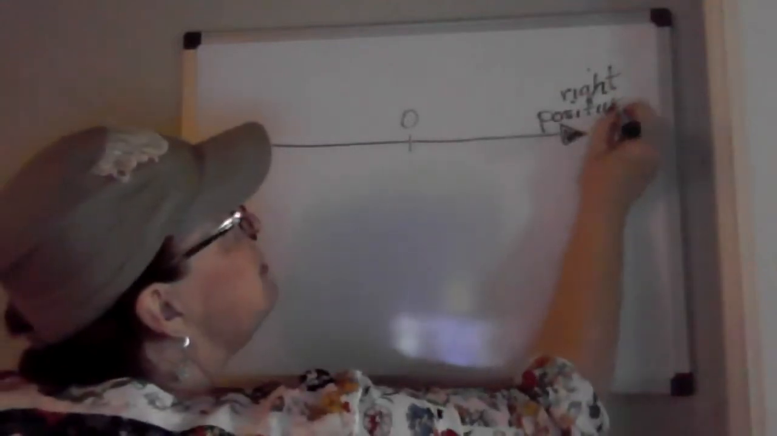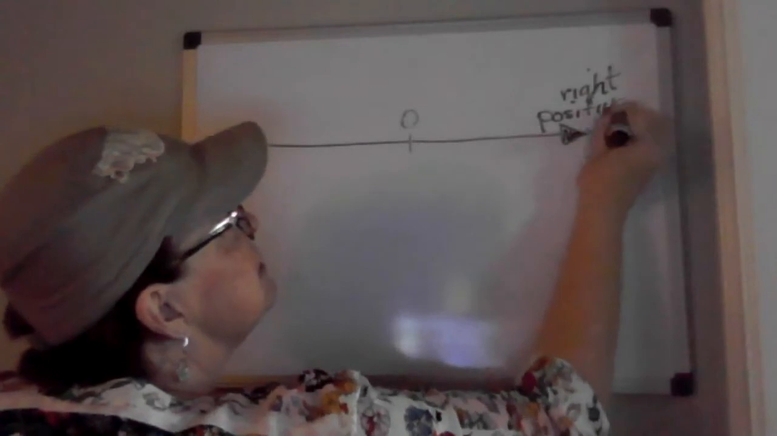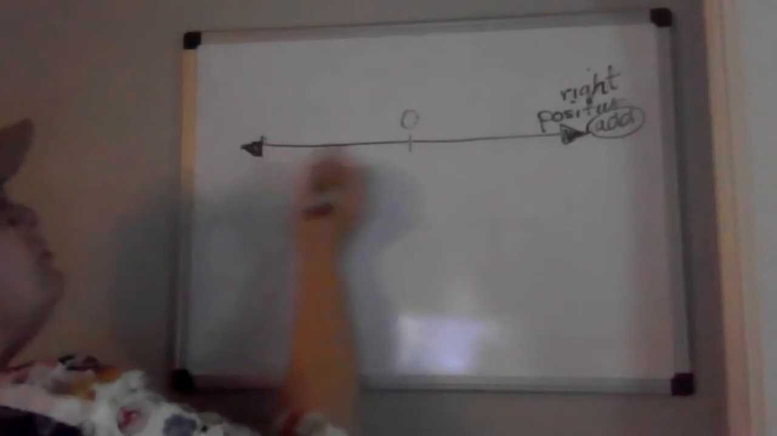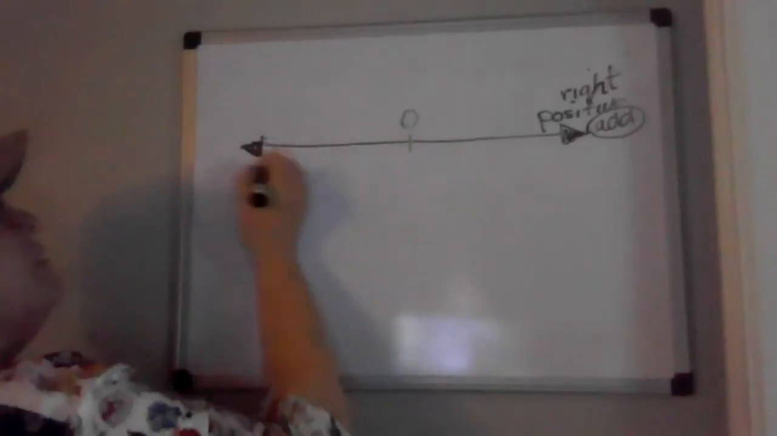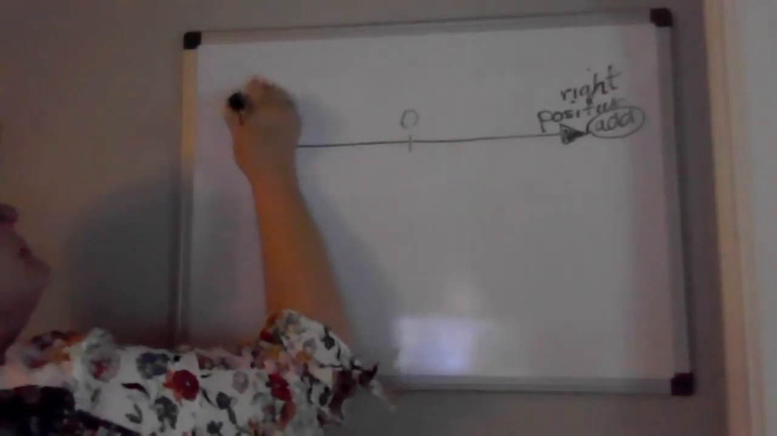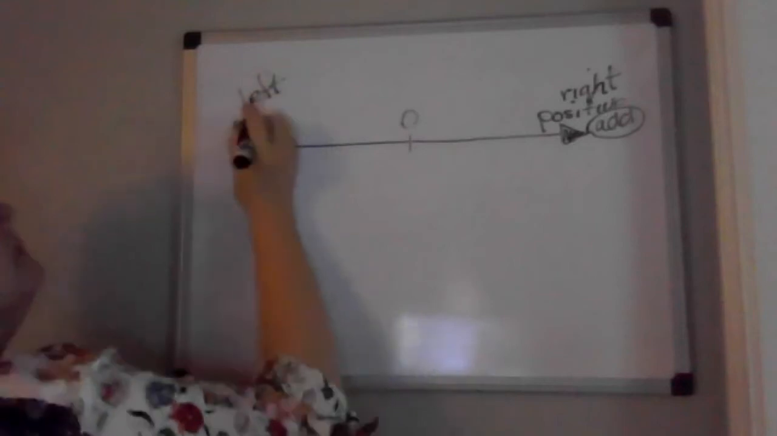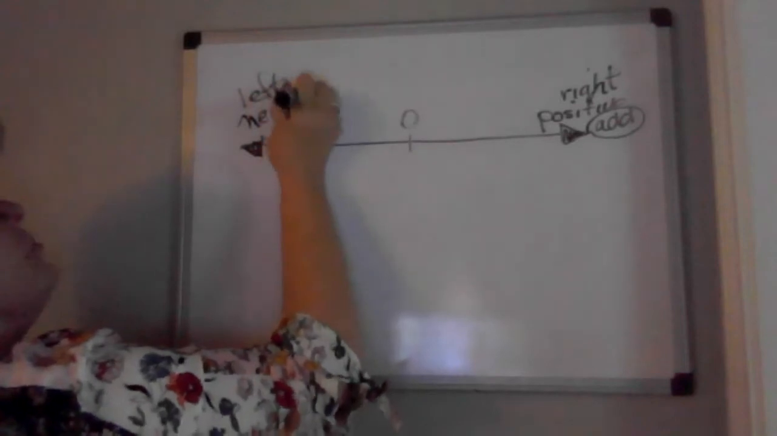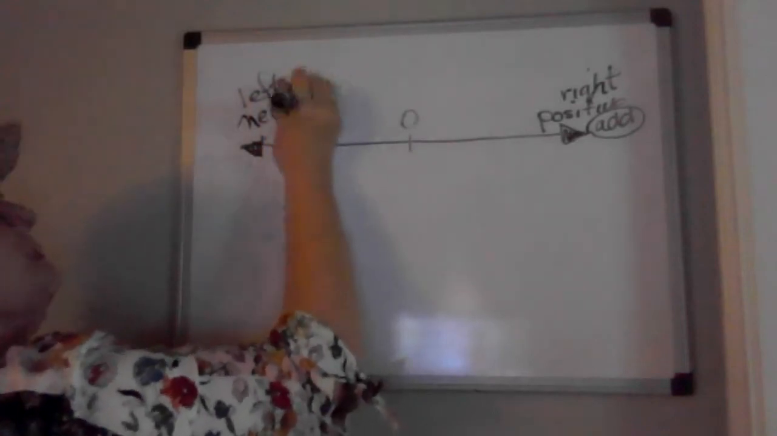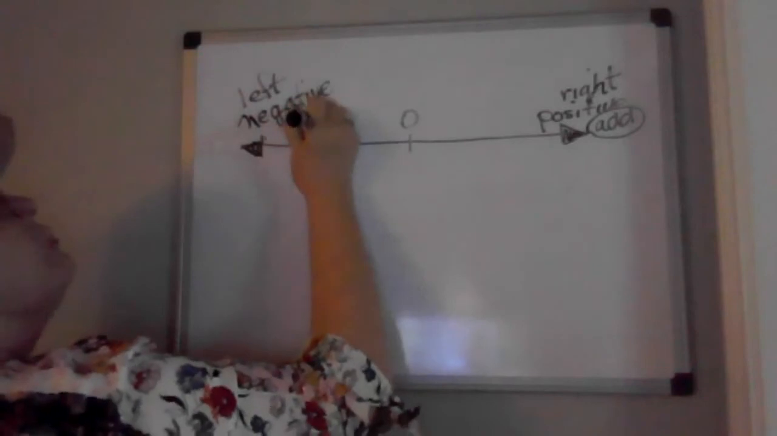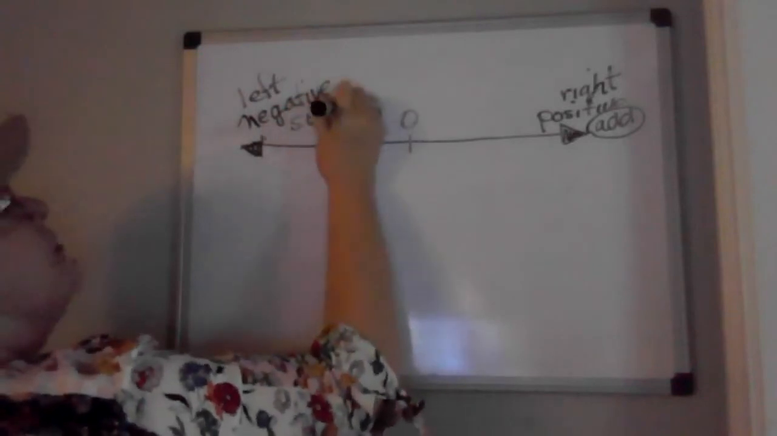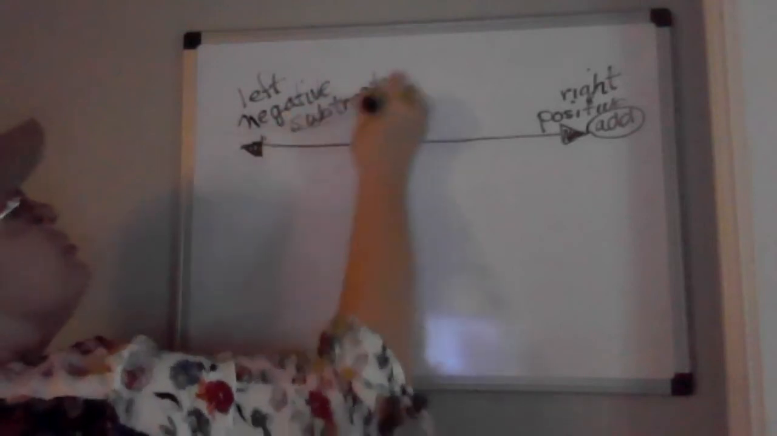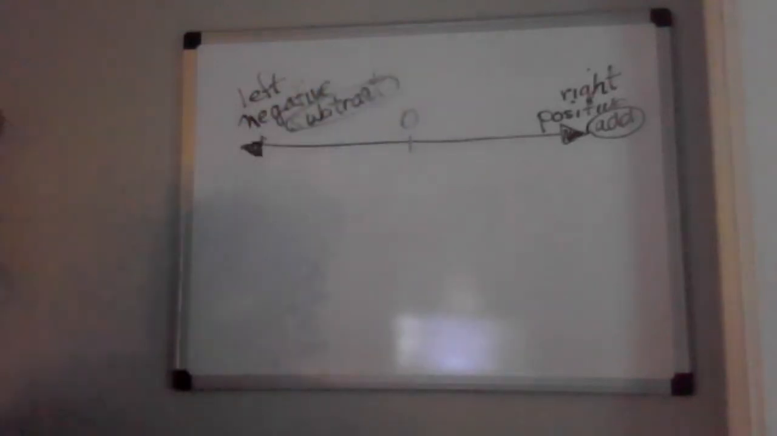Or add. You're going to use this in a minute. You go in a positive direction if you're going to add. If you move to the left on the number line, we begin to move in a negative direction. And we're going to use this to subtract on some of the sheets that I gave you for today.